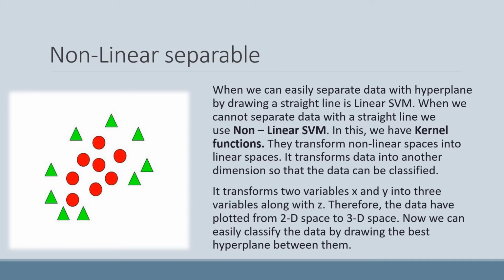And nonlinear separable is when we cannot separate data with a straight line, we use nonlinear SVM. In this, we have a kernel function that transforms nonlinear spaces into linear spaces. It transfers data into another dimension so that the data can be classified. It transfers two variables x and y into three variables along with z. Therefore, the data is plotted from 2D space to 3D space. Now we can easily classify the data by drawing the best hyperplane between them.